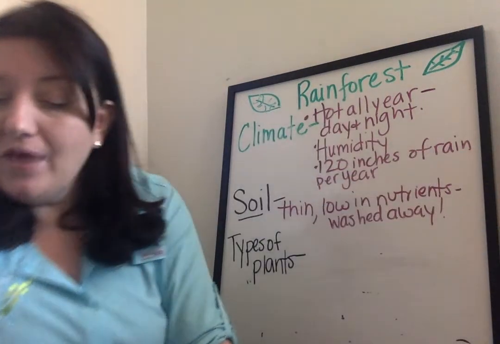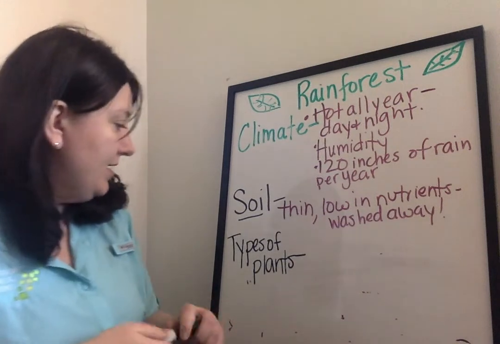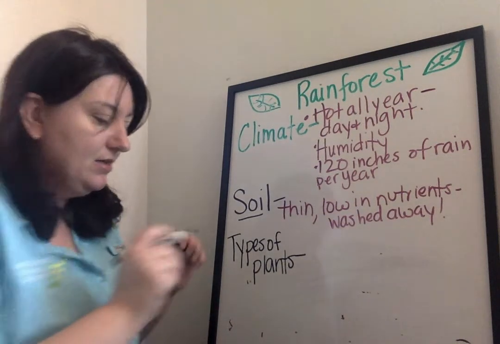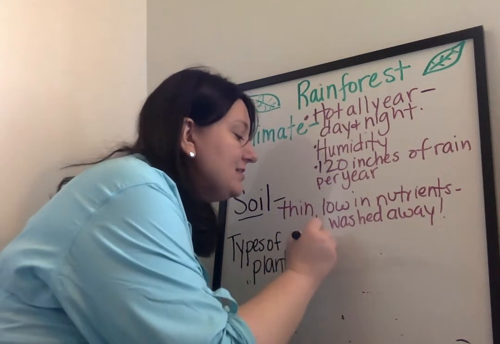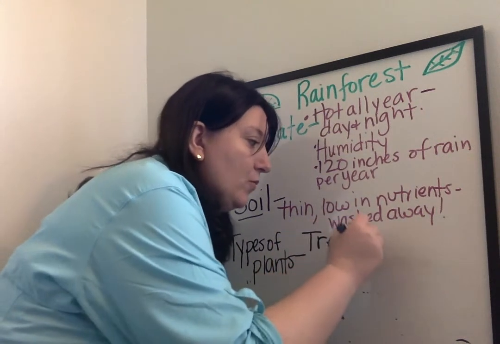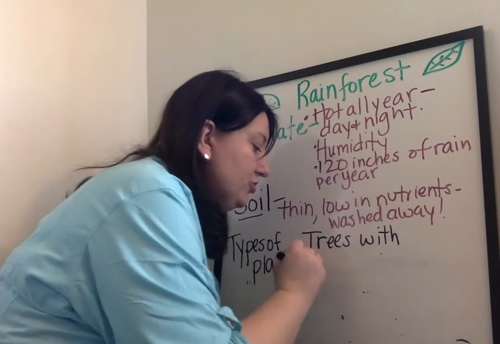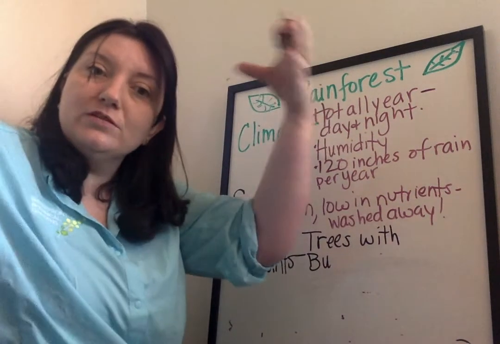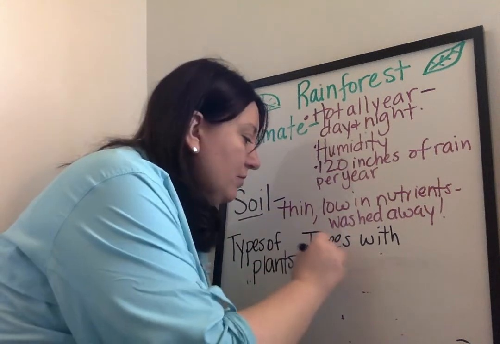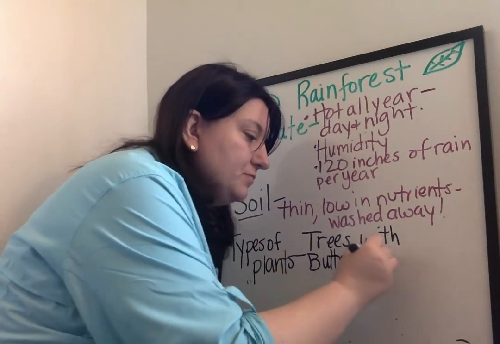So let's add that one to our list. We're going to add types of plants. We want to say that there's trees with buttress roots. Remember, those are the big roots that kind of bell out and help support those big trees in the thin soil. Buttress roots.